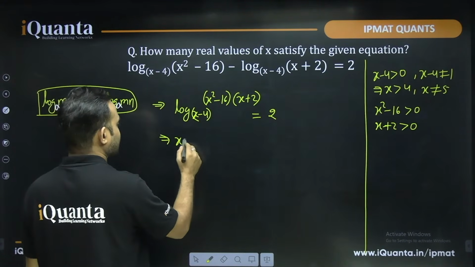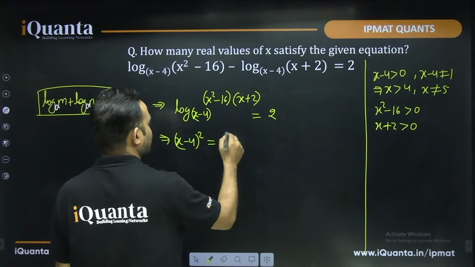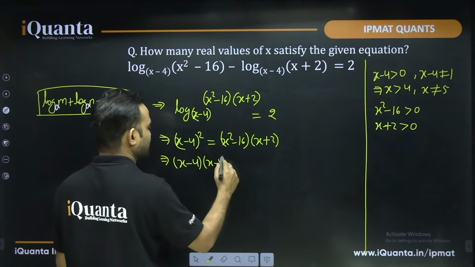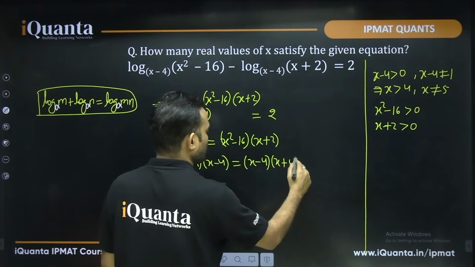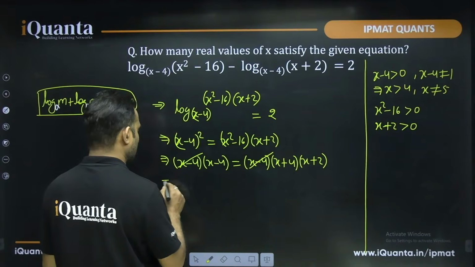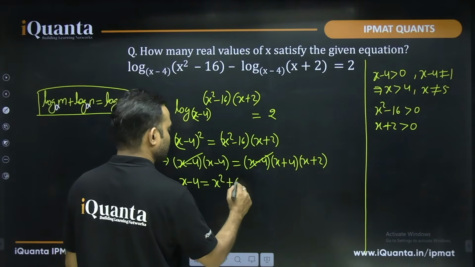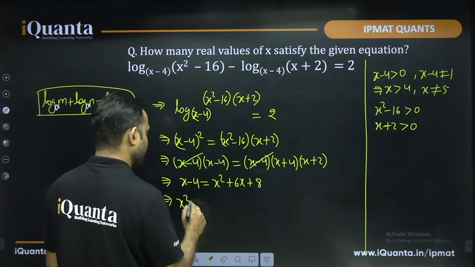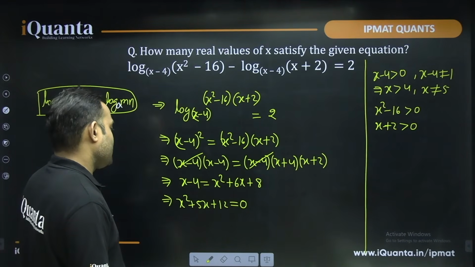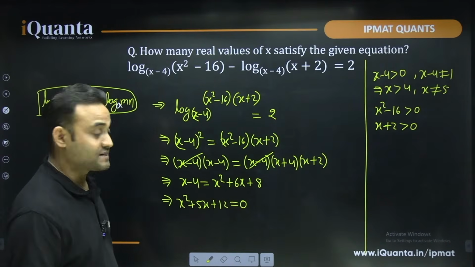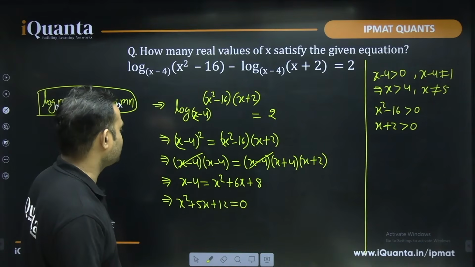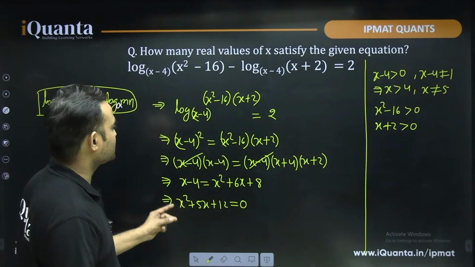So from there we can say x minus 4 whole square is equal to x square minus 16 and x plus 2. So we can say x minus 4, x minus 4, x plus 4 into x plus 2. Now we know that x must be greater than 4, so x minus 4 will not be 0, so we can cancel this out. So x minus 4 is equal to x square plus 6x plus 8, or x square plus 5x plus 12 is equal to 0. Is that correct? Let me know if something is wrong here, because it looks like that.